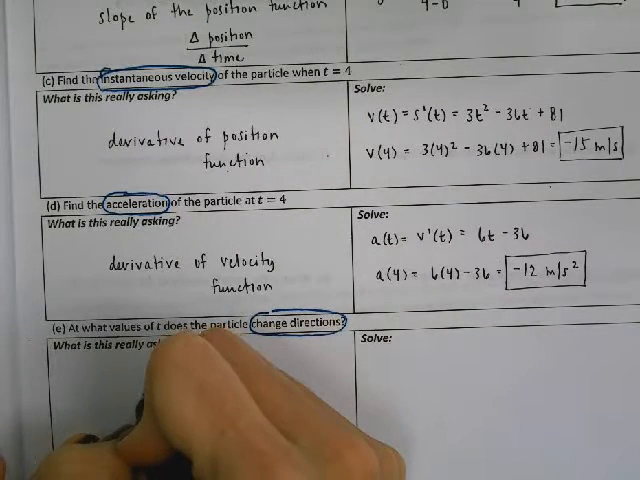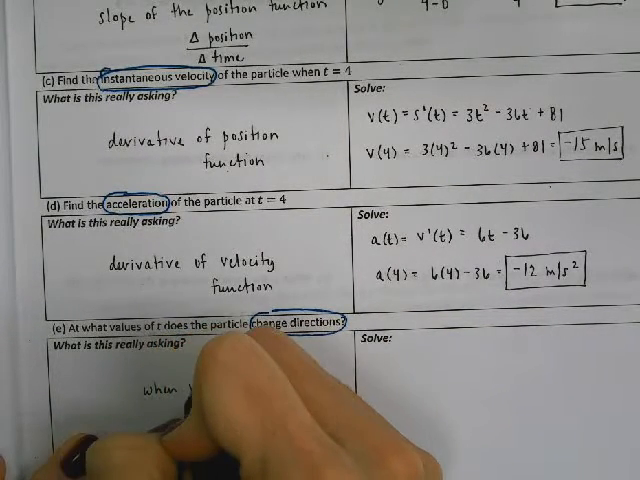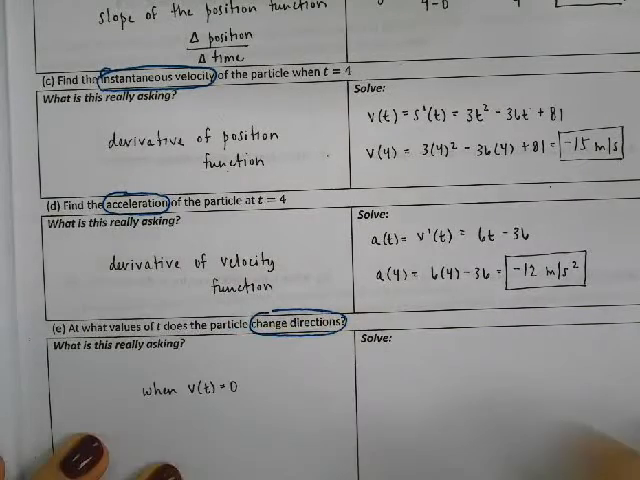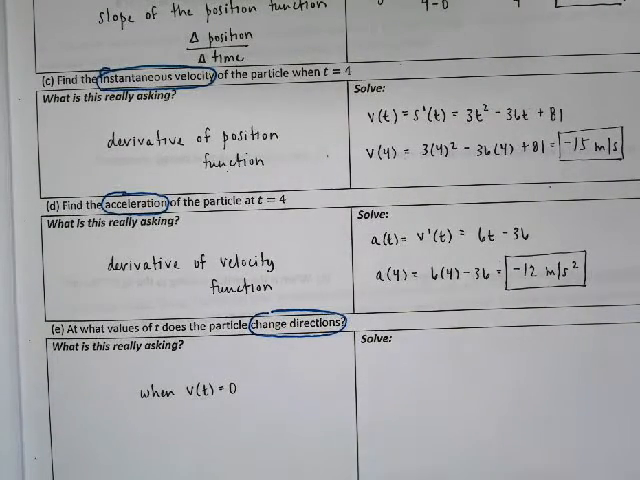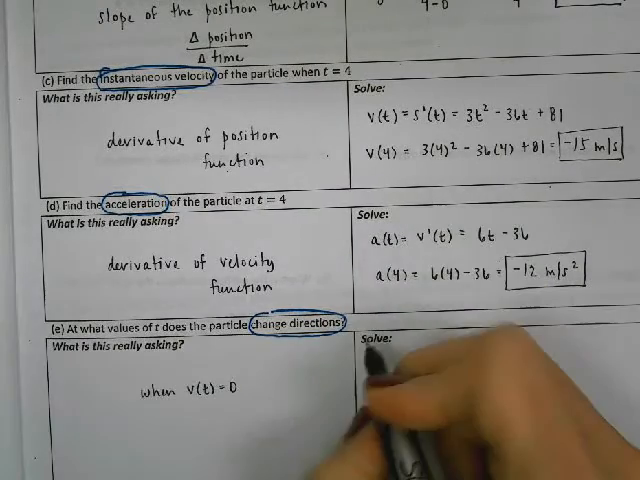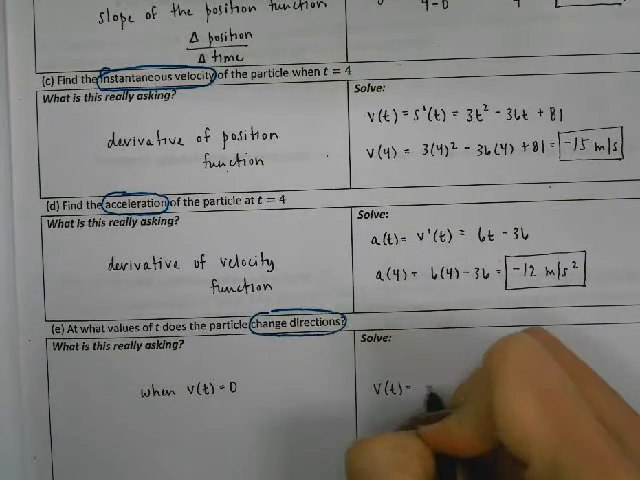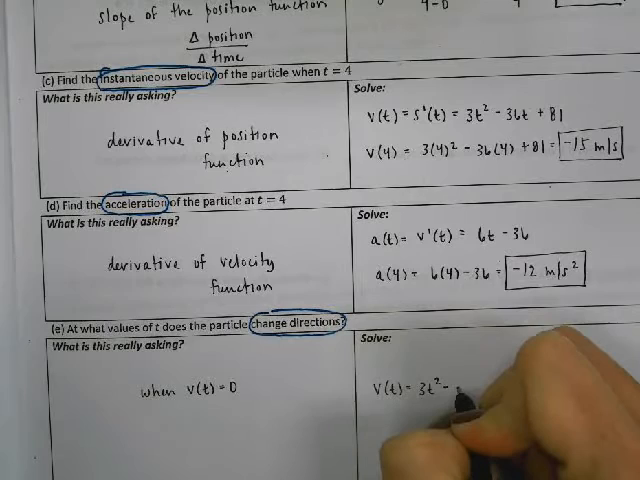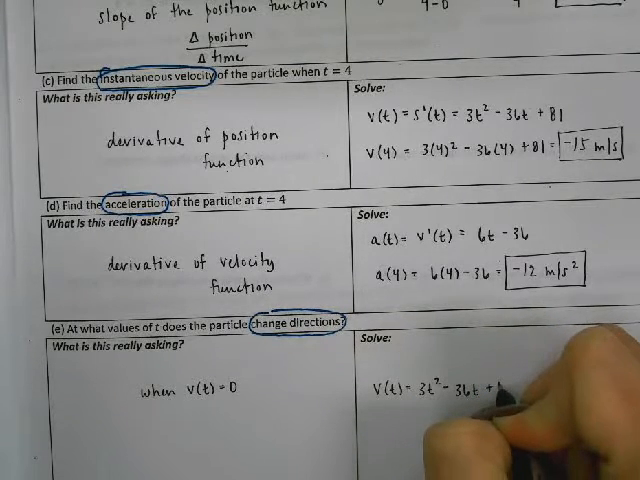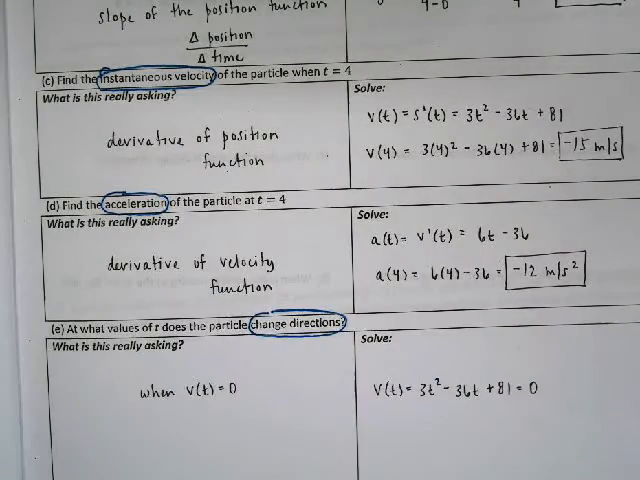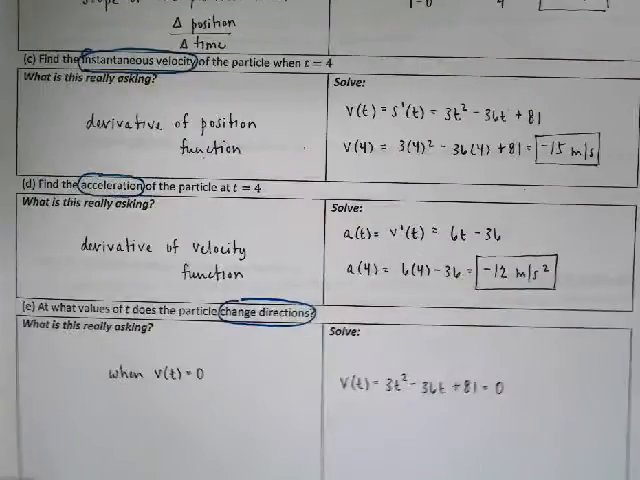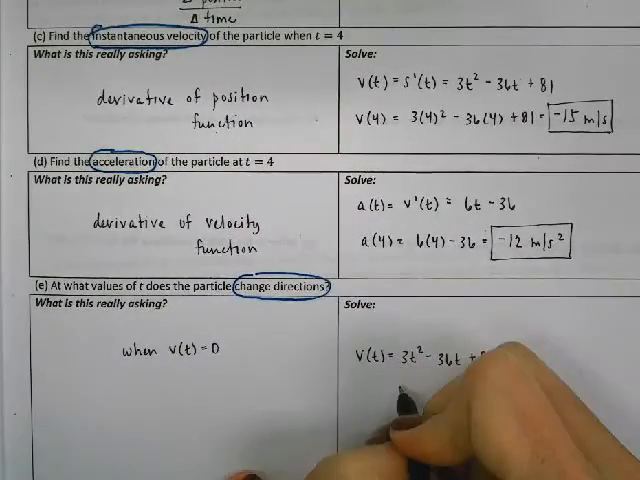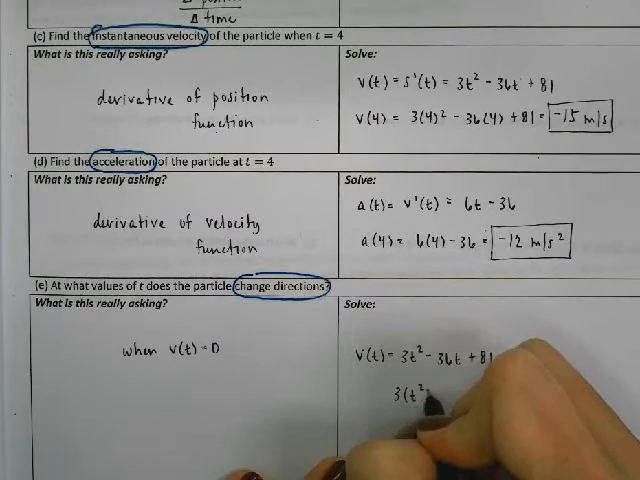So this is asking us to find when v of t is equal to 0. So we're going back to our velocity function here. So v of t is equal to 3t squared minus 36t plus 81. And I want to find when that's equal to 0. So I'm going to go ahead and factor out a 3 and then hope that this factors nicely for me.